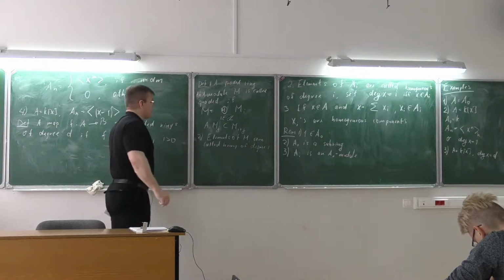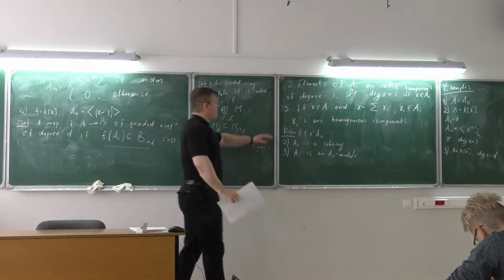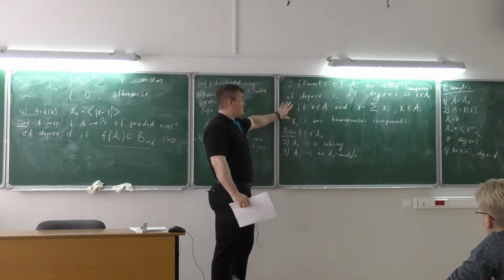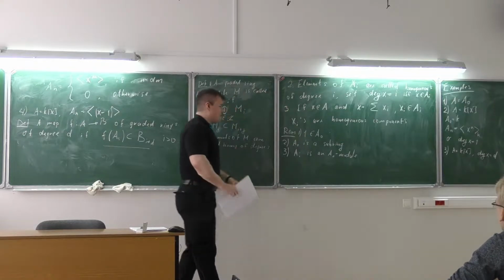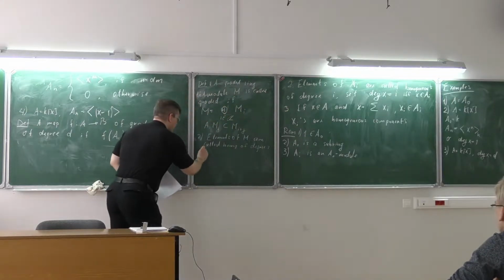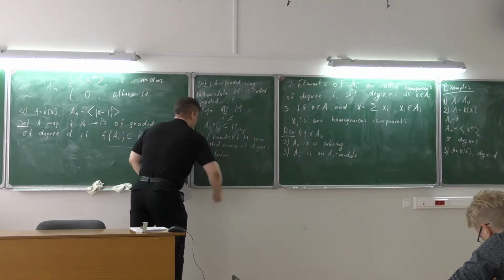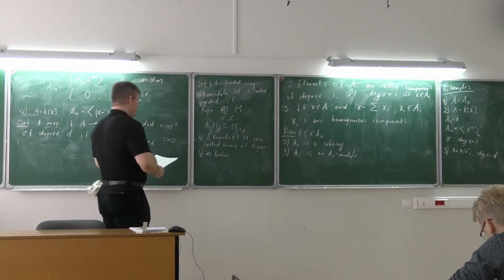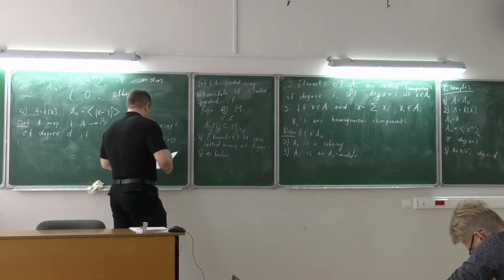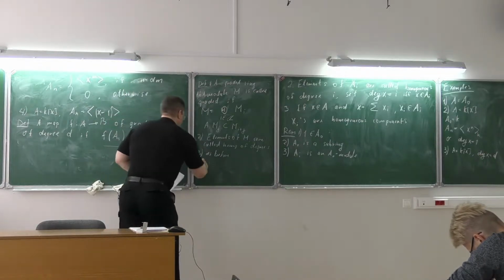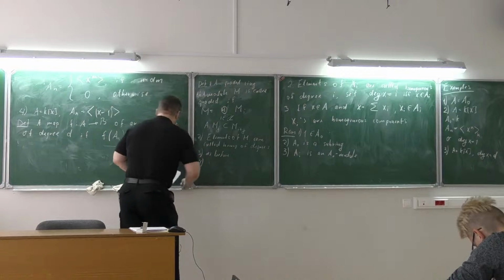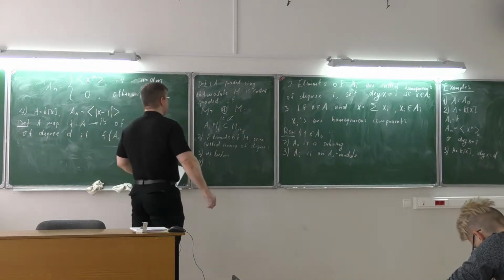So you can do also this thing with the homogeneous components. I think this is completely trivial, so I'm not going to rewrite this. So 3, let me say as before, you can consider non-homogeneous elements and decompose them into homogeneous components. 4, this is something new that we haven't seen for the rings.